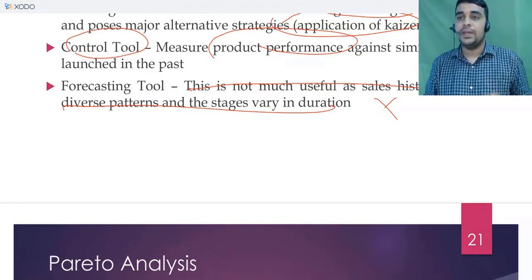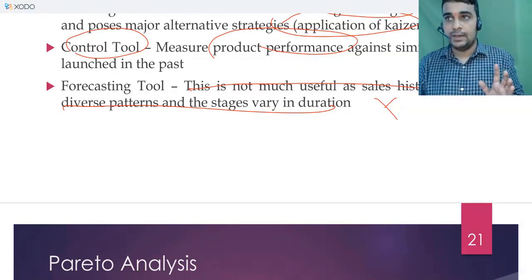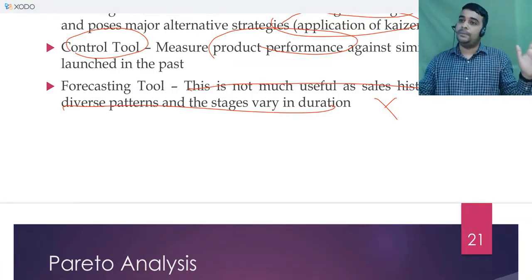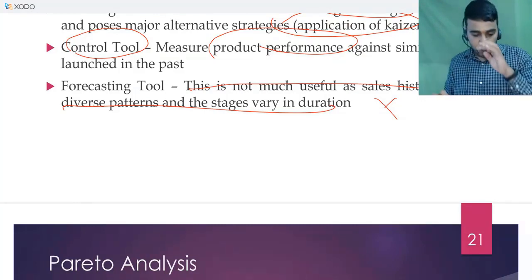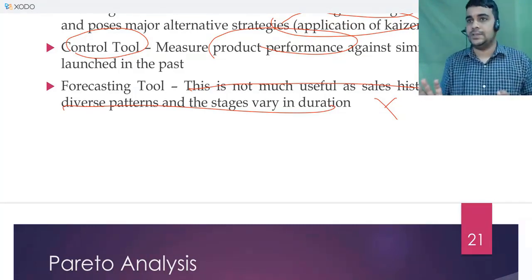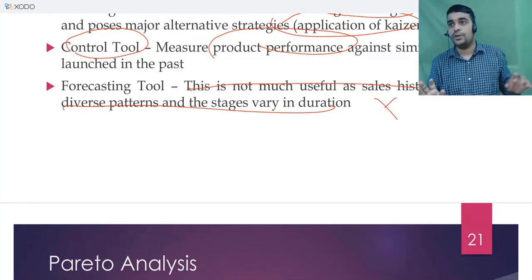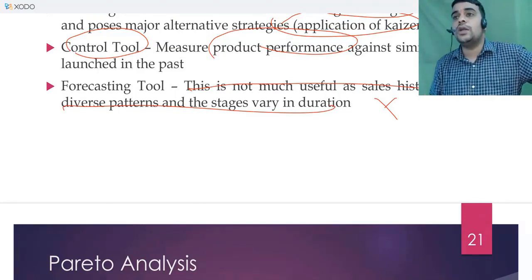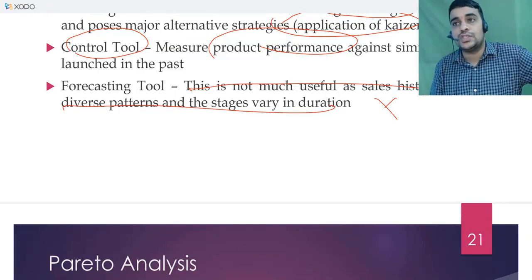For example, a company has 20 products. Now, Reliance has so many businesses. Mukesh Ambani is not going to take care of every business, and every decision he is not going to take care of. He will focus on those businesses which contribute significantly.